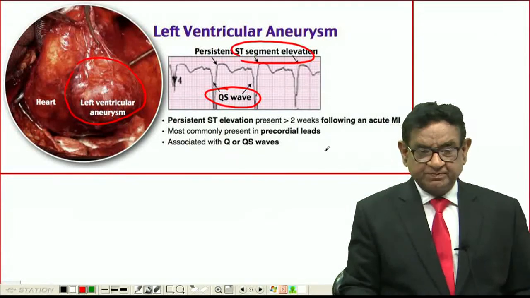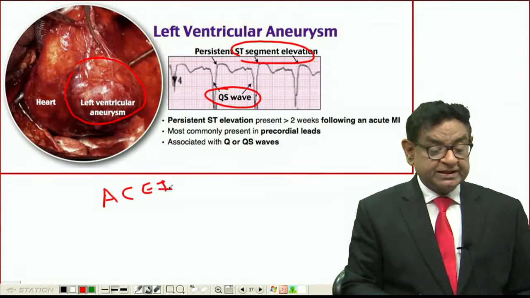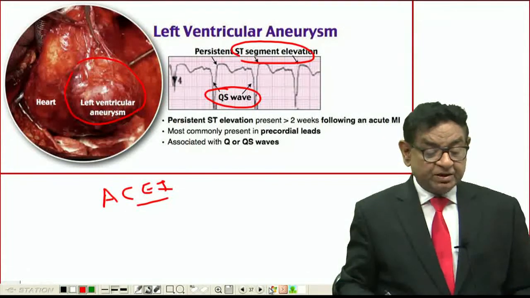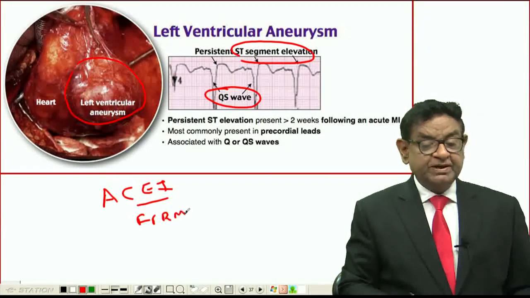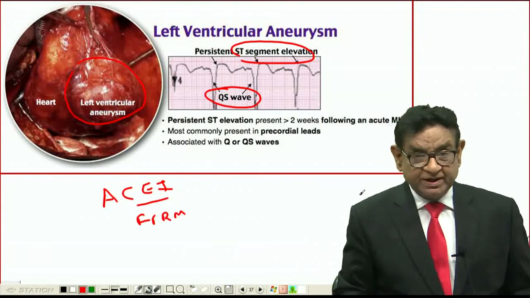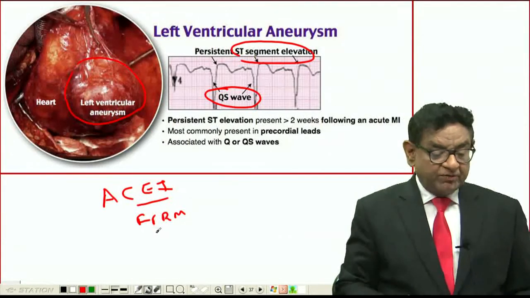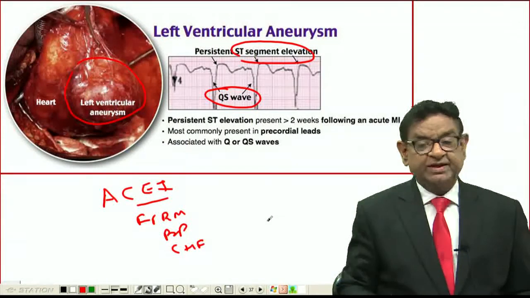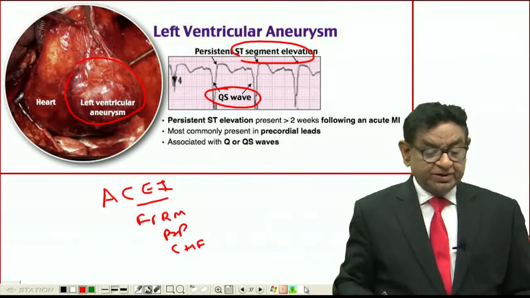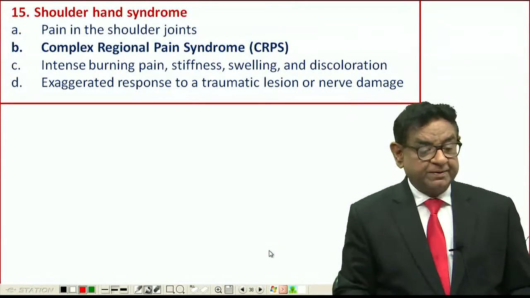This is due to weakening of the wall of the ventricle. That's why in all cases of MI, we use ACE inhibitors. ACE inhibitors have a role to play because they make the infarct tissue firm. So it prevents rupture of the wall of the ventricle or septum. It also prevents LV aneurysm. Of course, ACE inhibitors will control the BP and also help in congestive heart failure. So there are three reasons why we should use ACE inhibitors in acute MI.